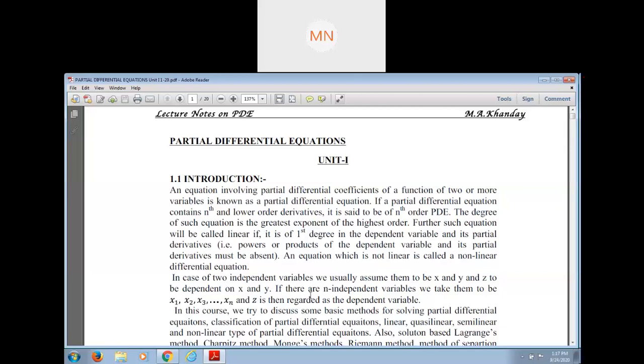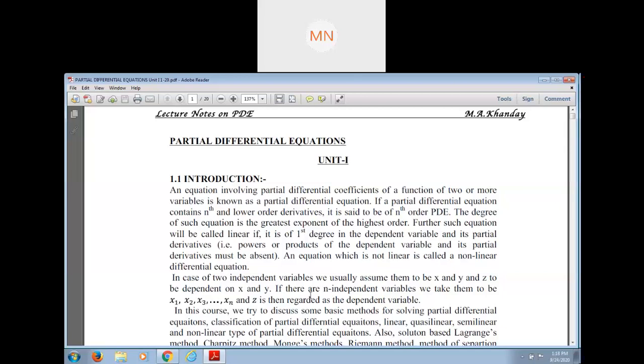x and y are independent variables, and z. In some books it is also written as u. Suppose z or u denotes the dependent variable, which depends on the value of x and y. In a partial differential equation you have to consider at least two independent variables, but in an ordinary differential equation you have to consider at least one independent variable. The difference is this one.